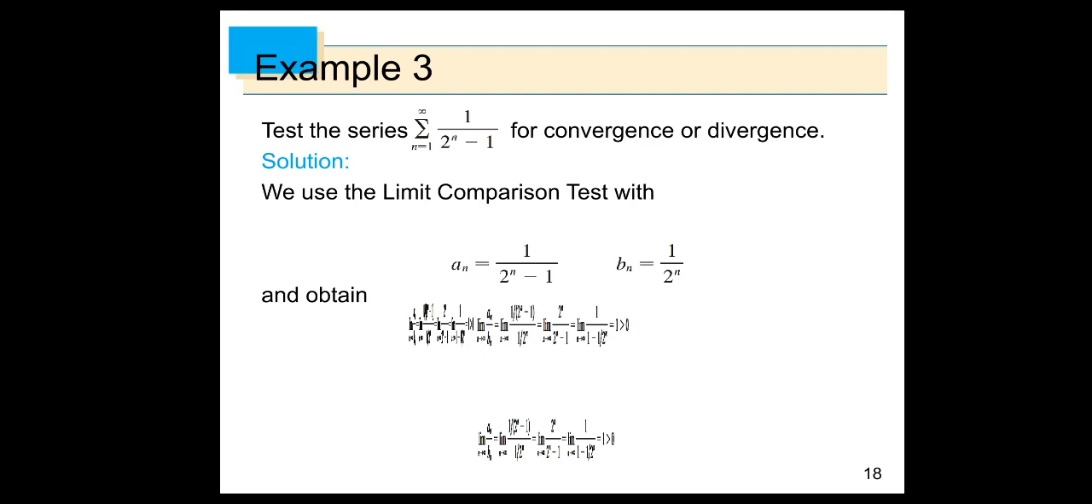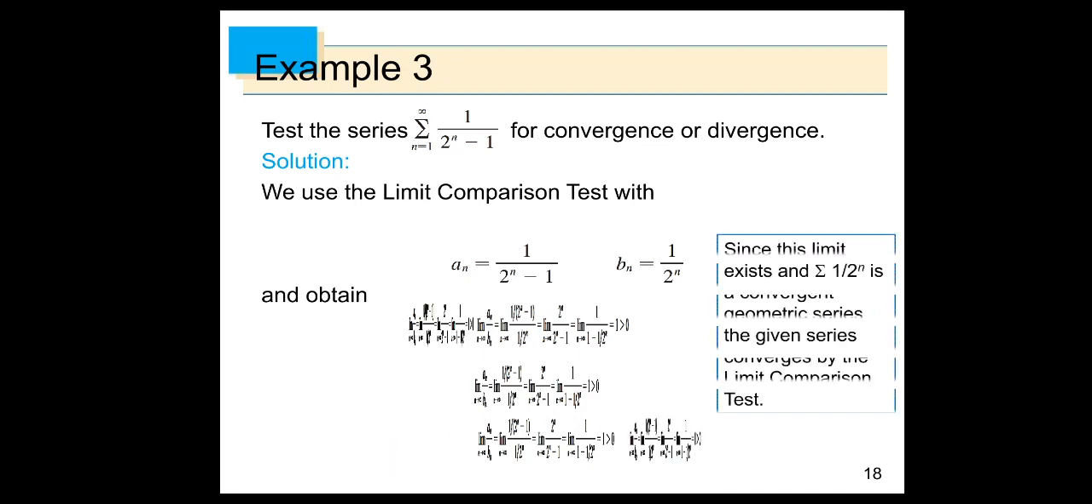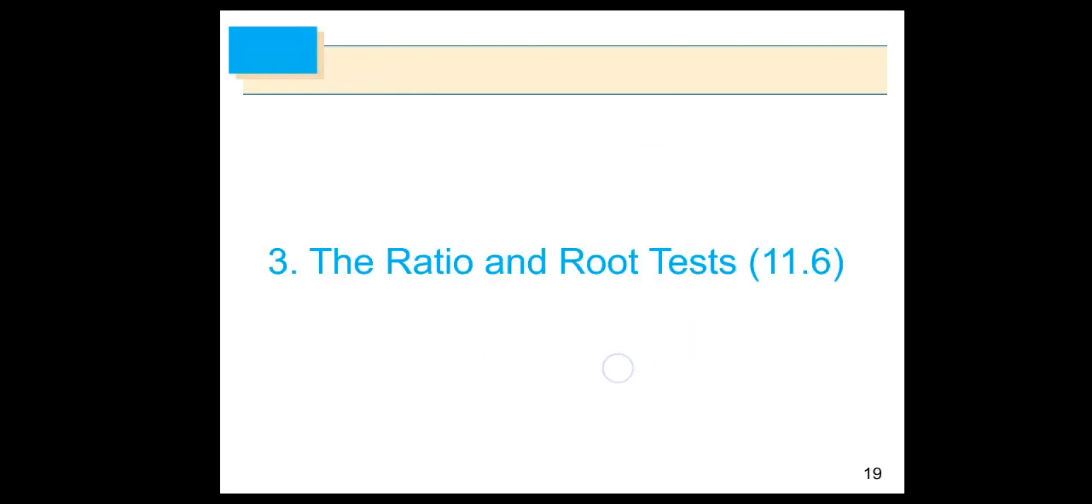And if it is equal to 1, it is definitely greater than 0, right? Since this limit exists, and sigma 1 by 2 power n is a convergent geometric series, the given series converges by the limit comparison test. So when we have this kind of situation, we're going to use our limit comparison test, right? Because we will not be able to solve it with our normal comparison test.